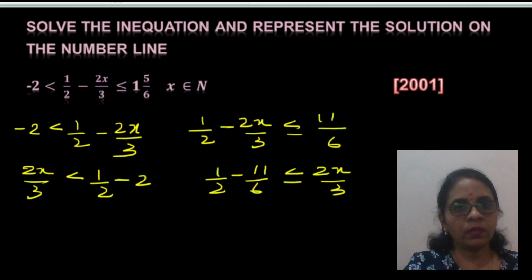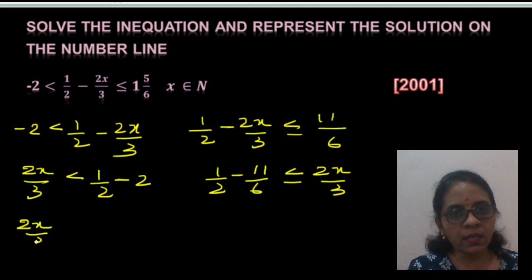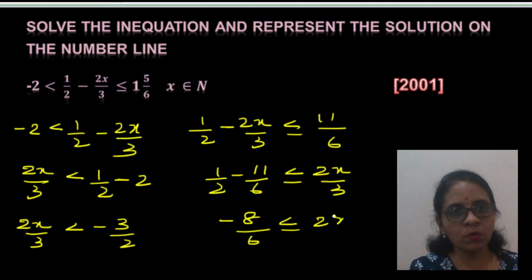Let's go down a little. So now what happens here? Now what do you get? You have 2x by 3 is less than minus 3 by 2, and here LCM is 6. So 3 minus 11 is minus 8. Minus 8 by 6 is less than or equal to 2x by 3.